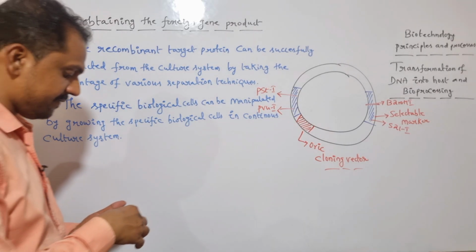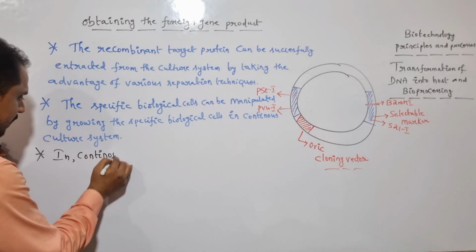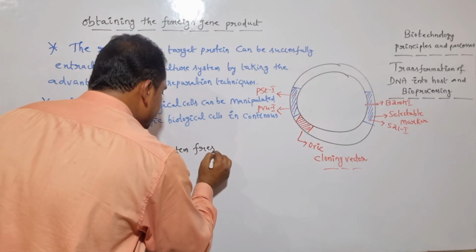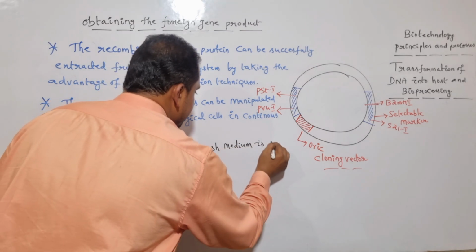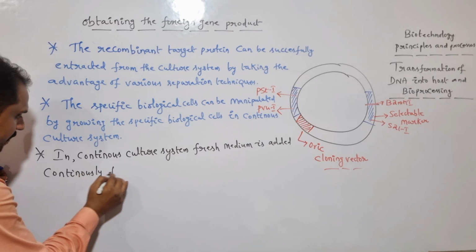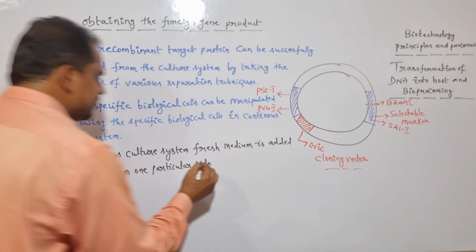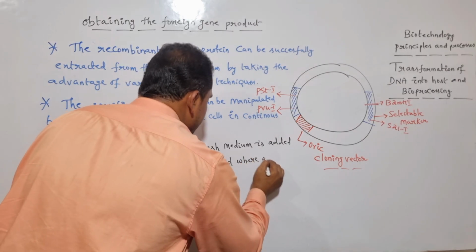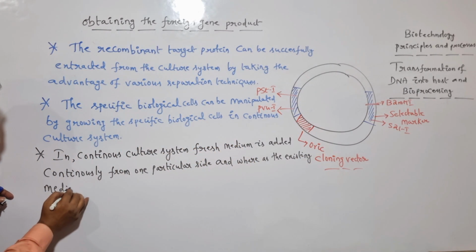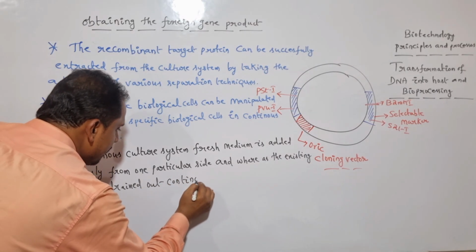So here in case of the continuous culture system, fresh medium is added continuously from one particular site, whereas the existing medium is drained out continuously from the other side.